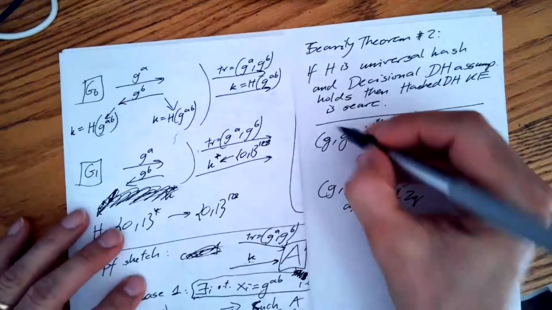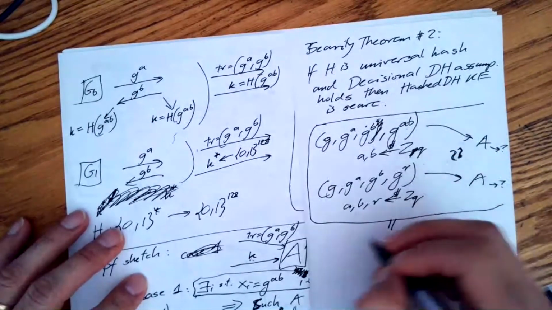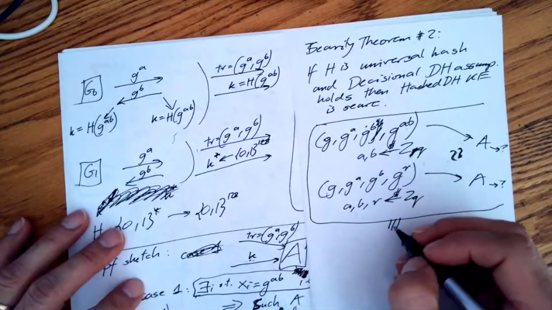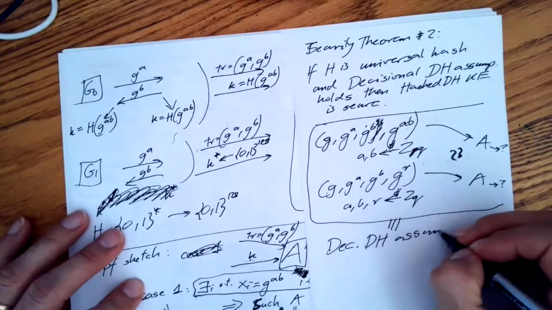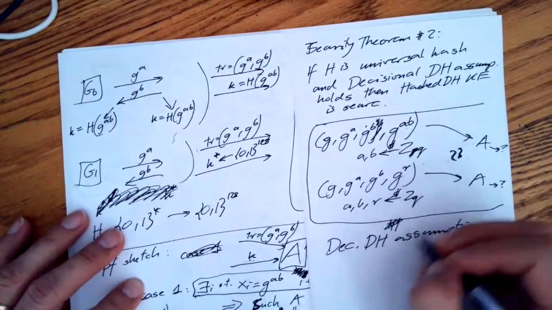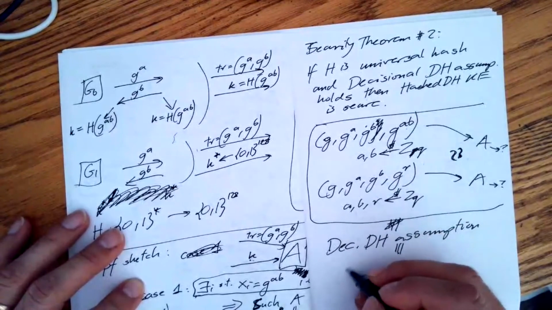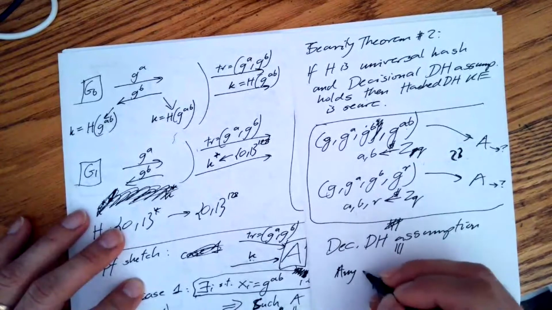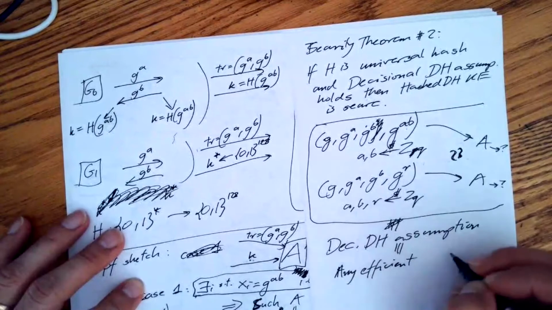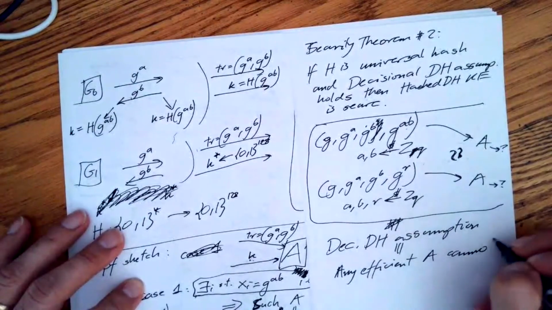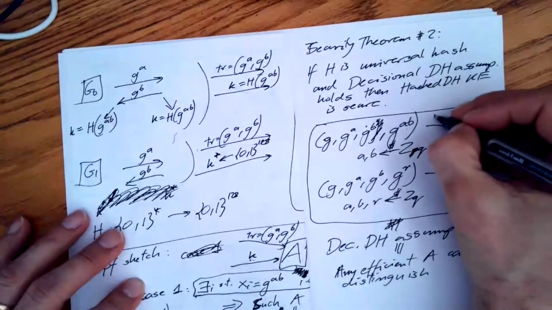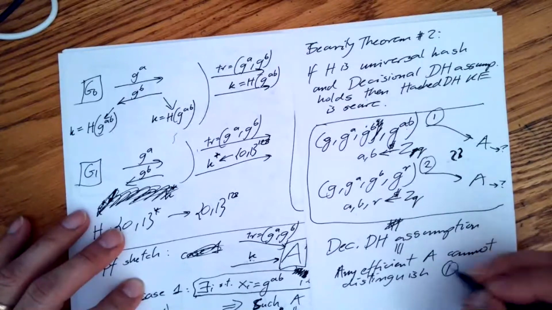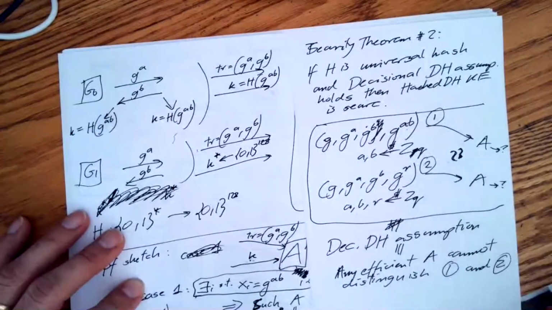This is equal to the decisional DH assumption, which means that any efficient A cannot distinguish these two views. Okay.